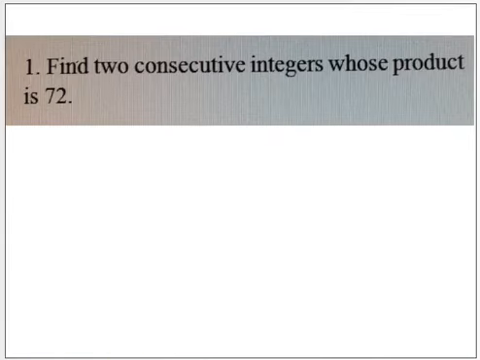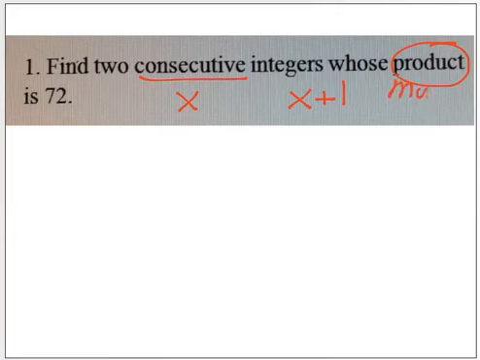Anytime we're talking about consecutive integers, we're going to use x and x plus 1. Isn't that what a real consecutive integer would be? X and x plus 1. Consecutive means in a row, the next one. Okay, so if I have two consecutive integers whose product, and what does product mean?